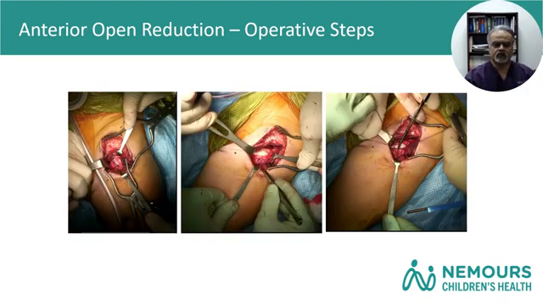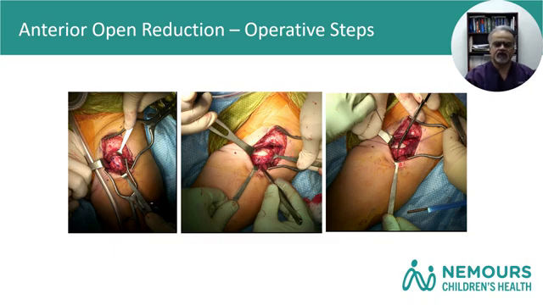Once adequate capsular exposure has been obtained, then we make a T-shaped capsulotomy with the horizontal limb of the T being just distal to the acetabular margin that is palpable, roughly about 3 to 5 millimeters away, so as to minimize damage to the labrum.